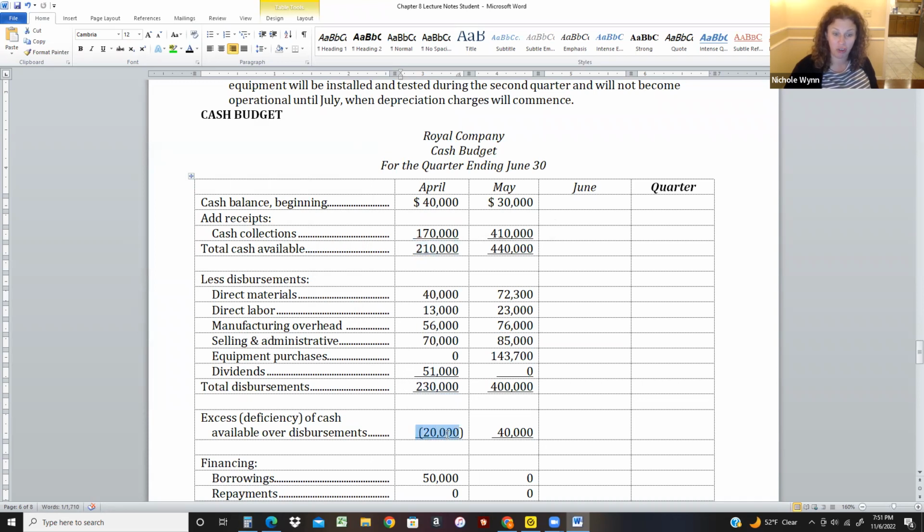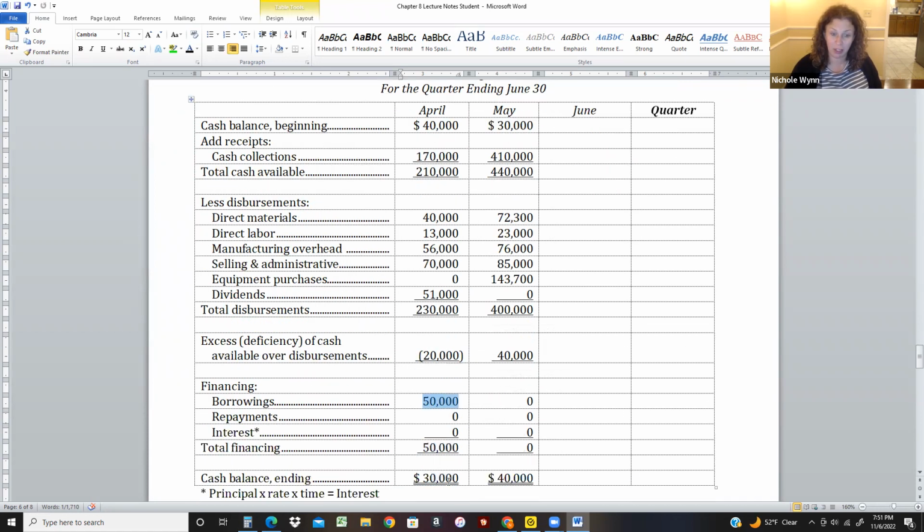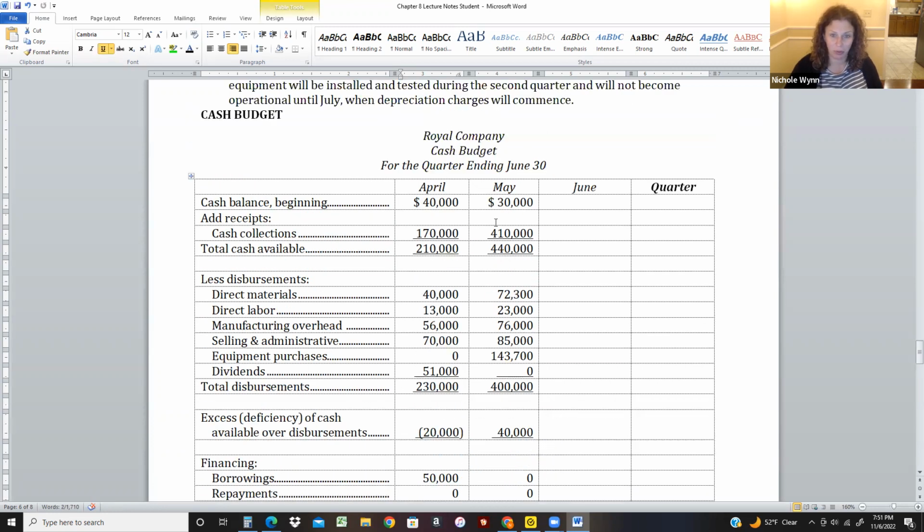So we are short $20,000. Our bank account, if we didn't borrow any, would be negative 20. So we are going to go to the bank, cash in on our line of credit at the beginning of April. We are going to borrow $50,000. Now the reason why we're borrowing 50 is because we want this balance to be 30. So negative 20 plus 50 will give us positive 30. And that's what we'll start our next month with. So in May, we'll start with 30.